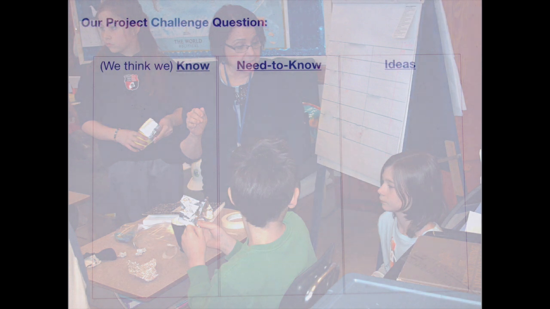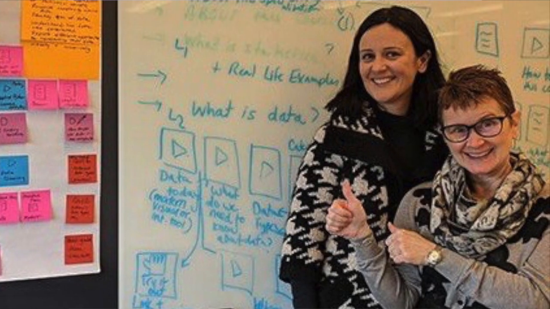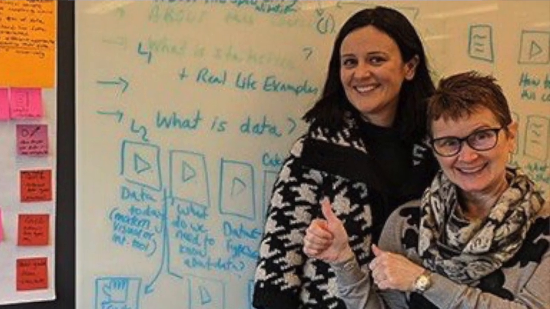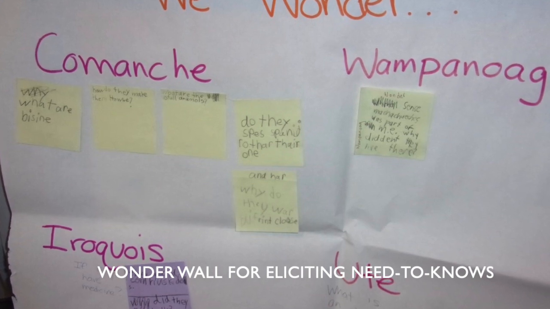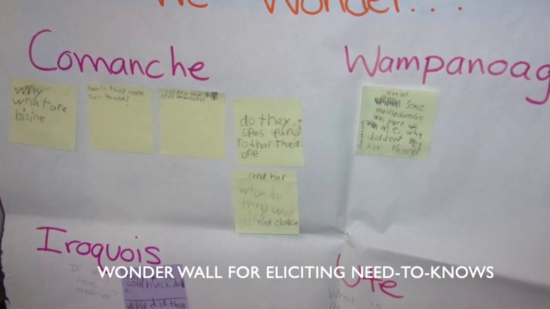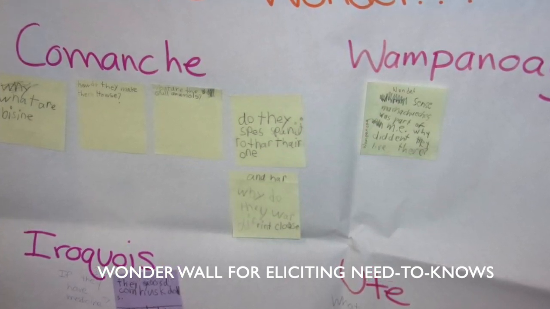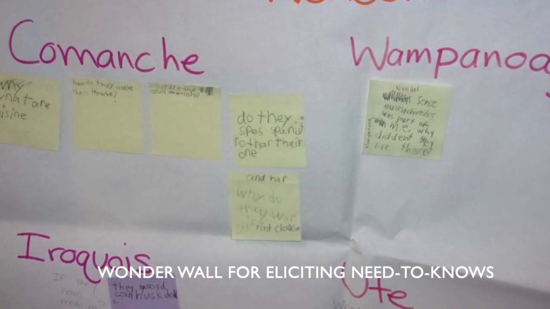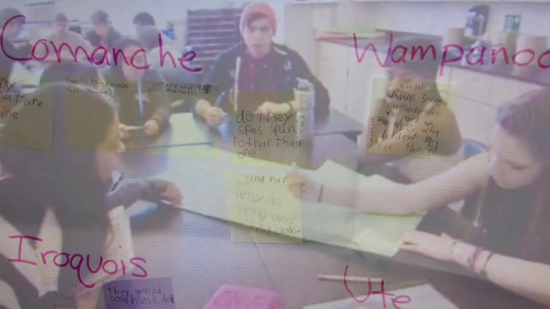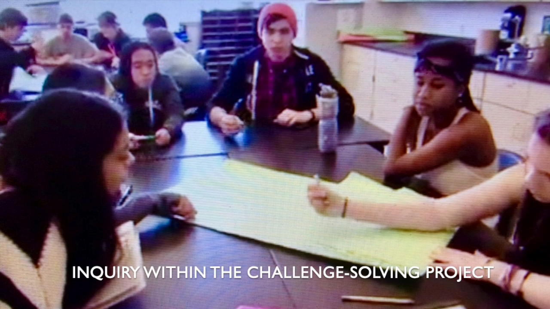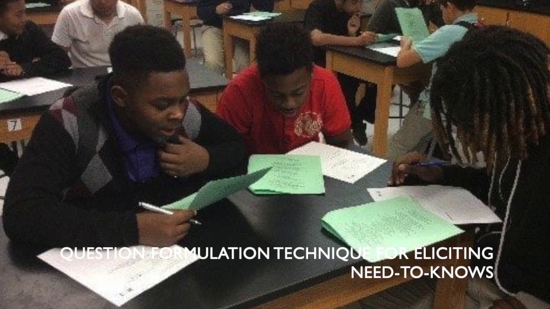You or a student scribe can write students' thoughts on the chart, or sticky notes with the thoughts can be placed on the chart. Or a wonder wall, mentioned previously as a way to support an inquiry culture, can be used to elicit students' need-to-knows. Teacher Rachel Singh's first grade students used a wonder wall within their How Can We Support Native People in Keeping Their Culture and History Alive challenge. And teachers often use the question formulation technique as a powerful strategy in eliciting students' need-to-knows.